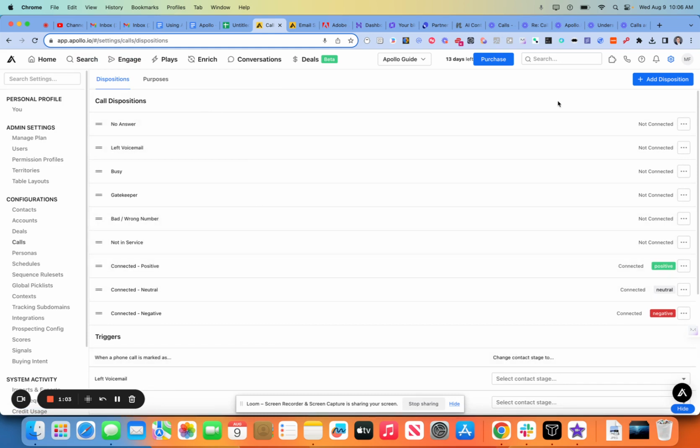Now, there are two kind of subsets of dispositions, right? I think of them as kind of like a decision tree. And here's what I mean by that. There's connected, which means that you actually got a hold of a person. Could be positive, could be negative, could be neither, right? And then there's not connected.